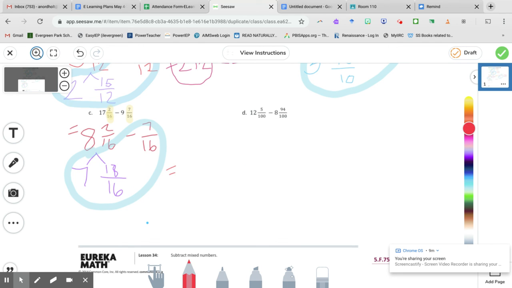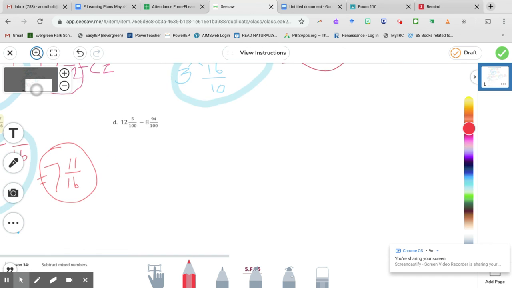So now I have 7 and 18/16 minus 7/16. So my whole here, 7 minus nothing is 7. And then 18/16 minus 7/16, that gives us 11/16. And we are on our last one.